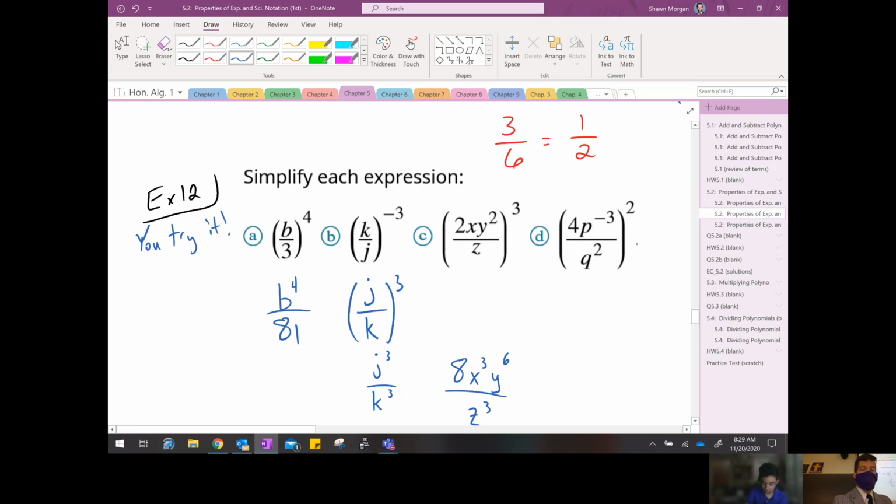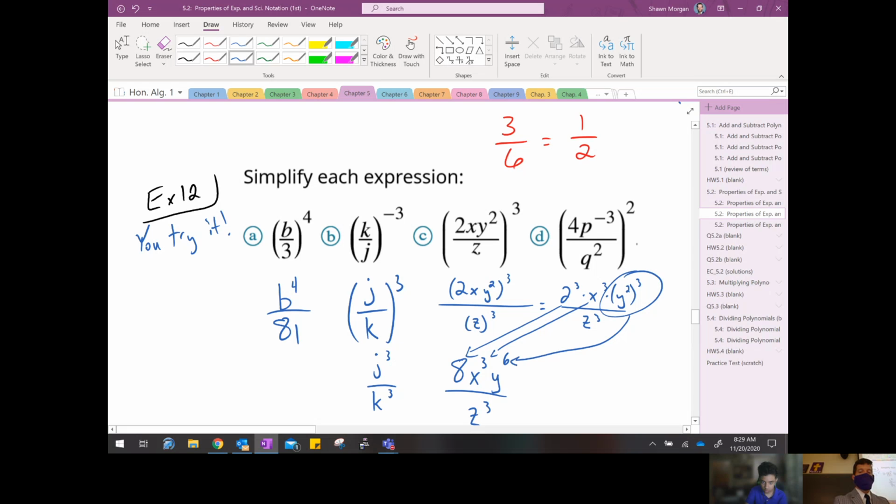But check this out. If we wanted to slow play it, we could say, hey, let's cube the top and let's cube the bottom. If I cube the top, that's 2 cubed times x cubed times y squared cubed. 2 cubed is 8. X cubed is x cubed. And then look at that right there. That's power of a power. What do we do with those exponents? Multiply. 2 times 3 is 6. And that's how we got y to the 6th. And then, of course, z to the 3rd is just z to the 3rd.